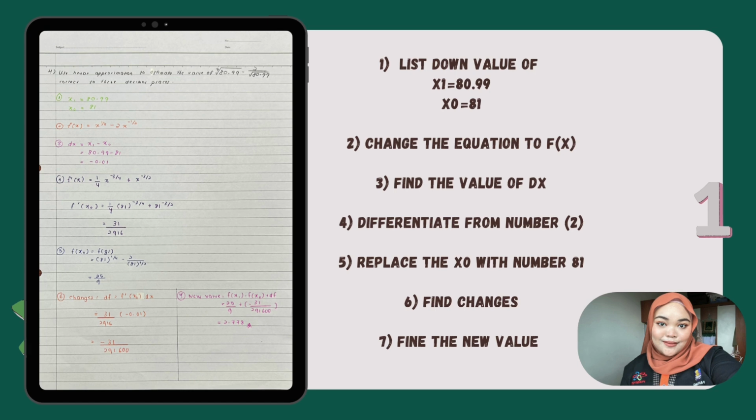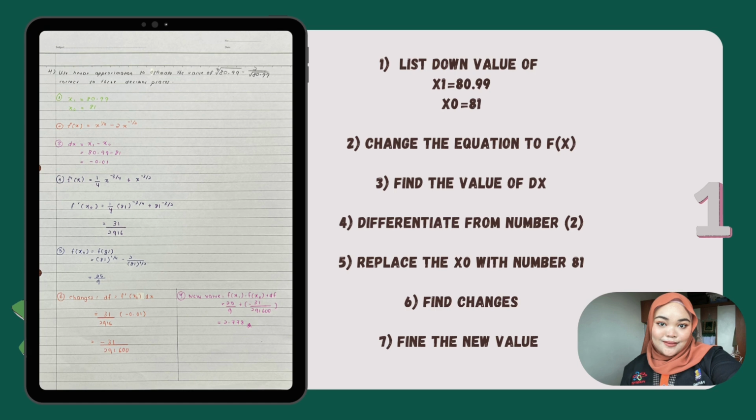For the fourth step, you need to find f prime x. So f prime x equals 1 over 4 x to the power negative 3 over 4 plus x to the power negative 3 over 2. For the next step, f prime x0 equals 1 over 4, and in this bracket x0 is from the number given in step 1, so you just replace with 81. So 1 over 4 in bracket 81 to the power negative 3 over 4 plus 81 to the power negative 3 over 2, and the answer you get is 31 over 2916.